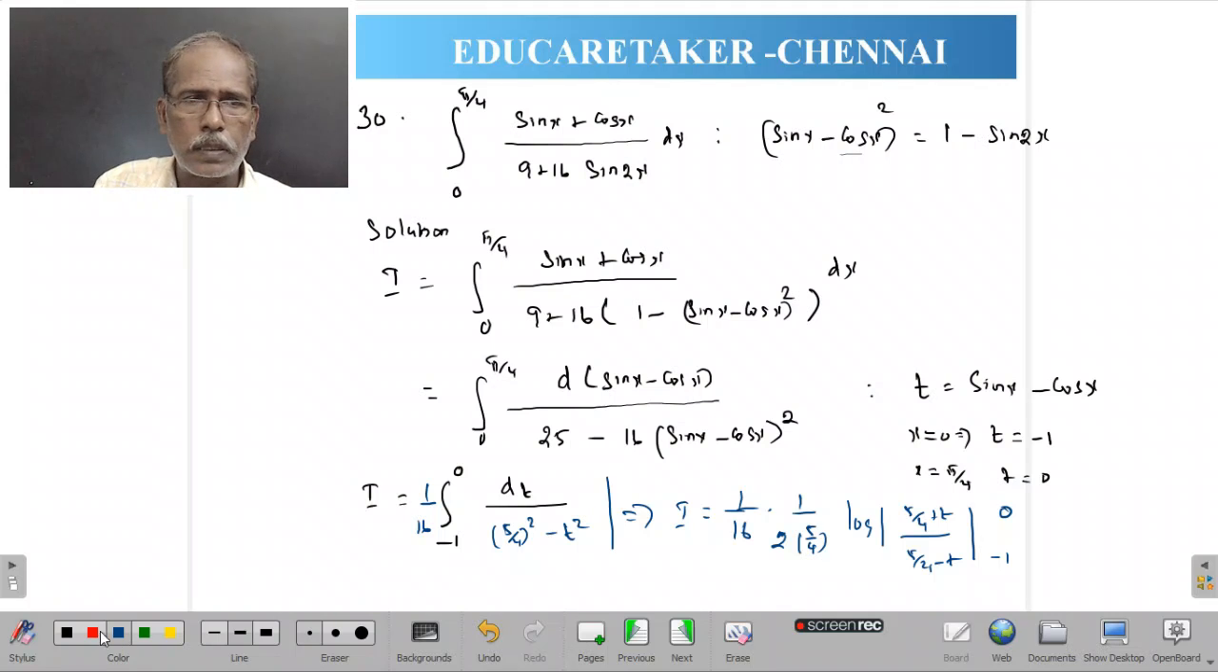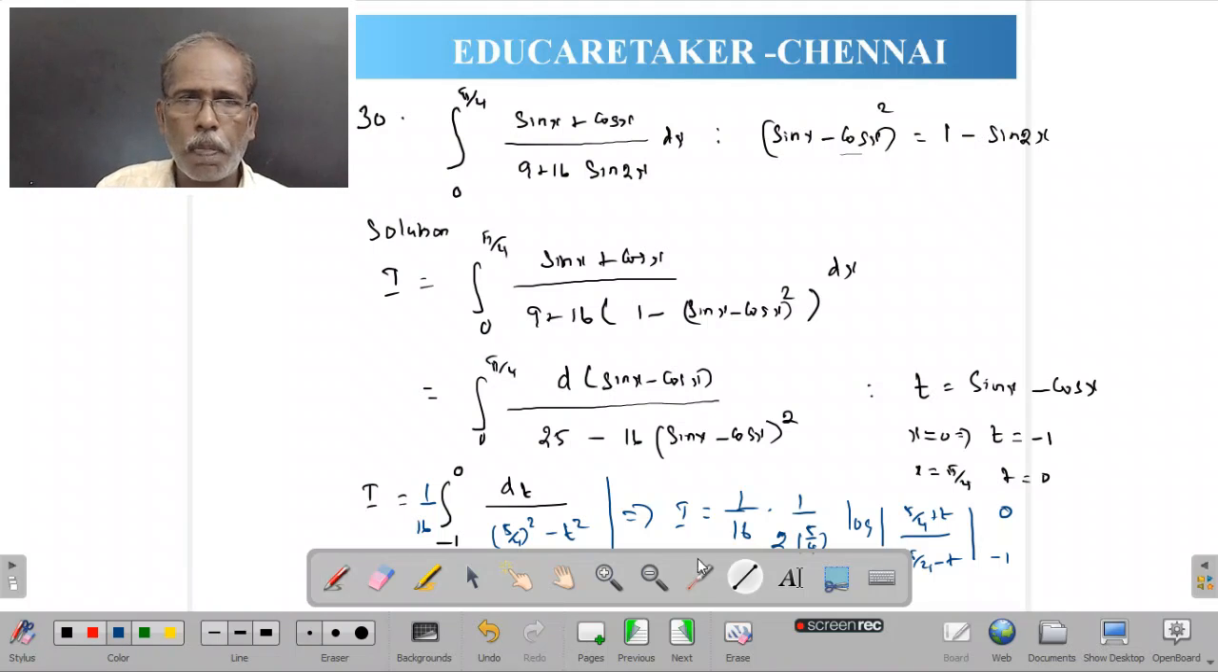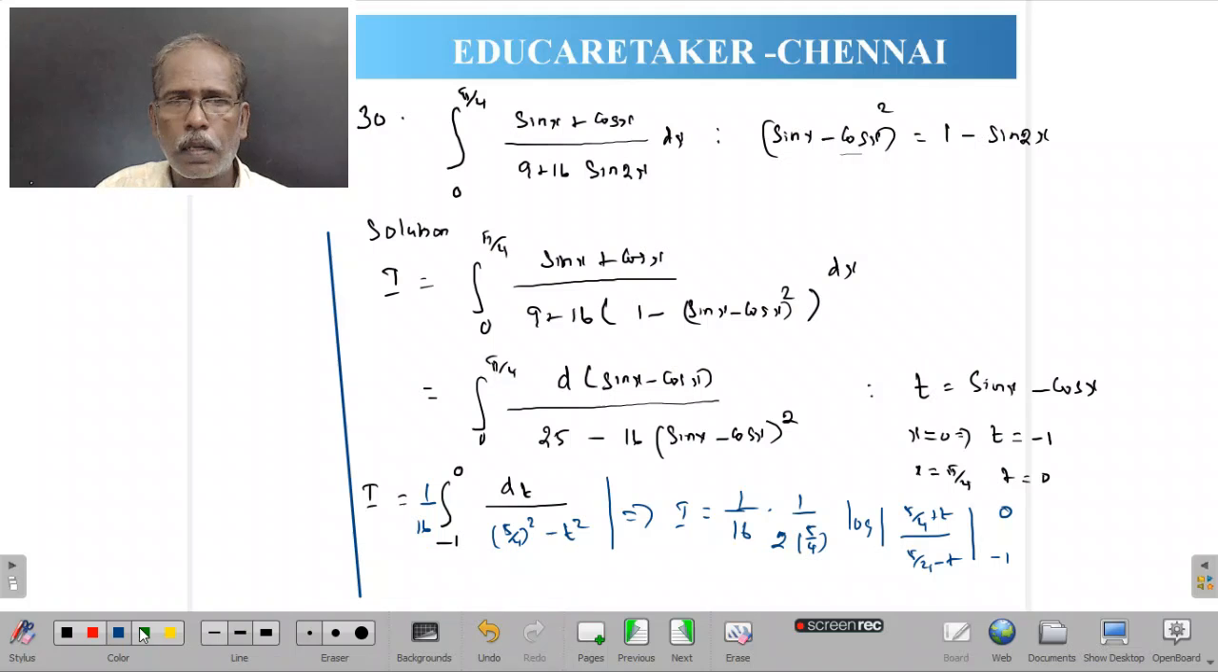On further simplification, I will be equal to 1 by 16 into 1 by (2 into 5 by 4). Actually, this is 5 by 2, that is 2 by 5. 2 and 16, 8. 8 into 5, 40. 1 by 40.